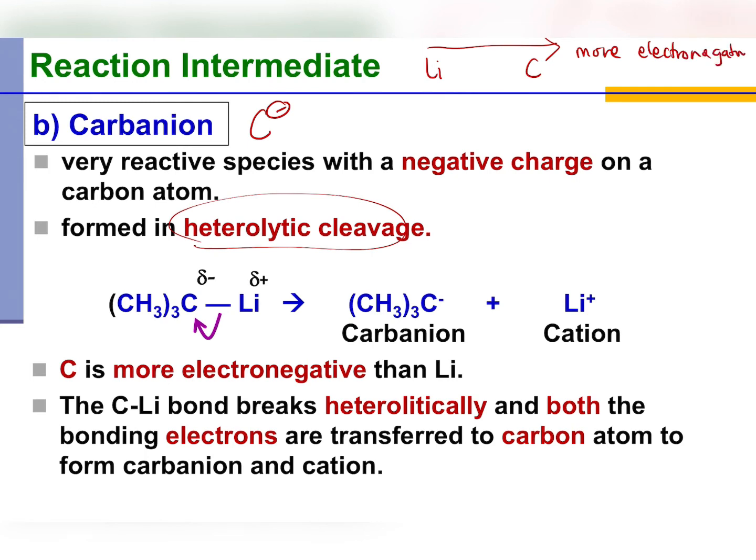So maksudnya dekat sini, between carbon dengan lithium, carbon is more electronegative. So bila carbon is more electronegative, when this bond breaks, elektron tu akan dapat ke carbon sebab carbon more electronegative. So that's why over here carbon bercharge negative, lithium bercharge positive. Since this carbon bercharge negative, this carbon is called carbon ion. Explanation yang dekat bawah ni macam yang saya cakap tadi.